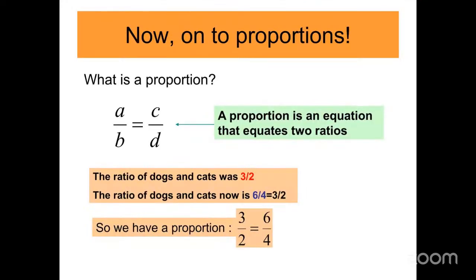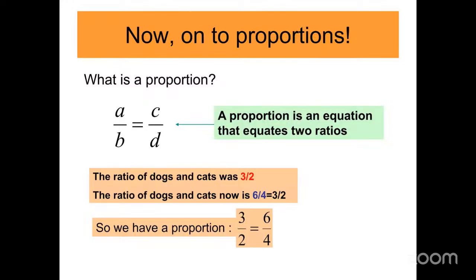So we've got now on to proportions. What is a proportion? A proportion is an equation that equals two ratios. The ratio of dogs and cats was 3 to 2. The ratio of dogs and cats now is 6 and 4, which is equivalent to 3 and 2. So we have a proportion of 3 and 2 and 6 and 4.